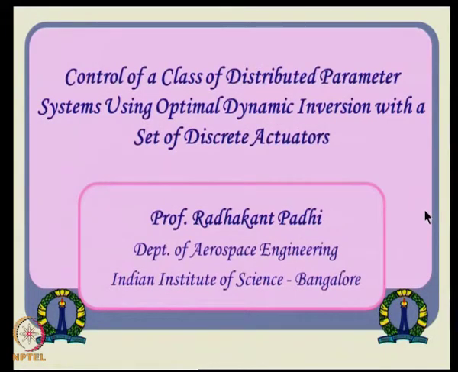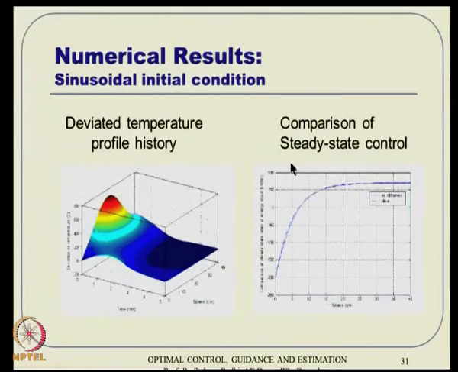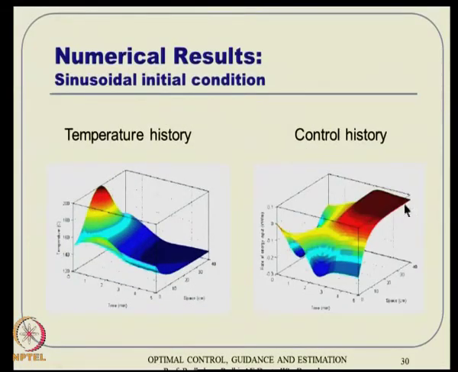Now, going to the next part: distributed parameter system control using ODIs with a set of discrete actuators. This is more practically relevant, because even though you get nice results like that with a continuous actuator, how do you actually implement this controller throughout the time? This is evolution of time and this is evolution in space.